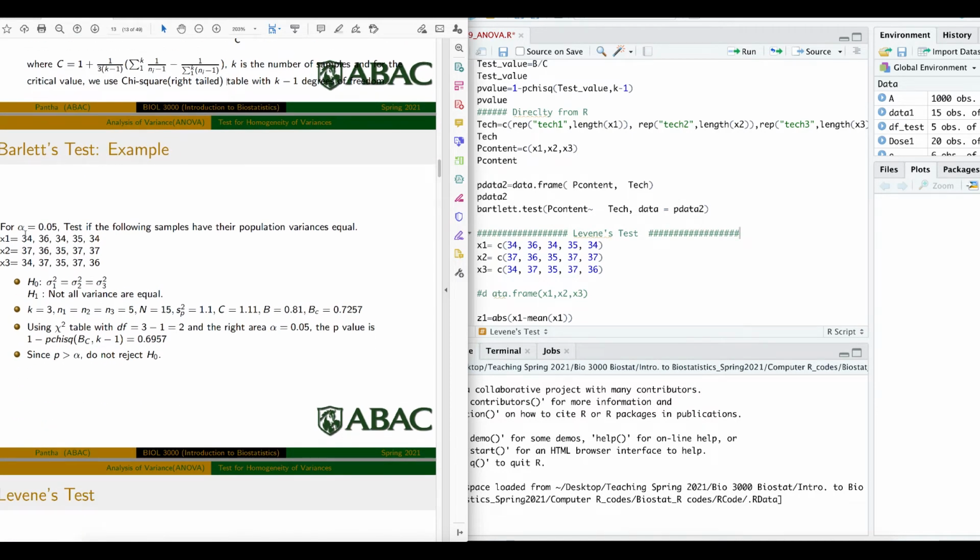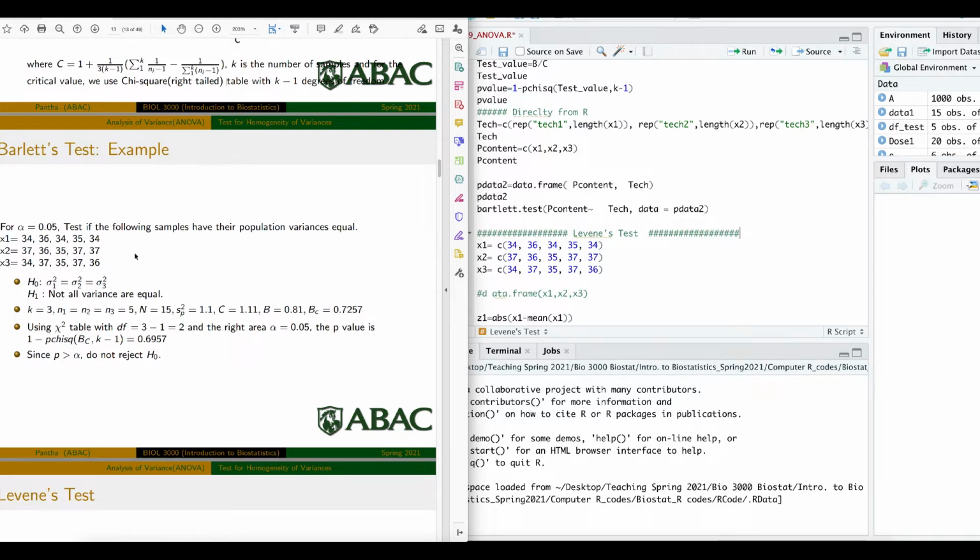So here, for alpha equals 0.05, test if the following samples have equal population variance. These are the sample data, right? You want to test if the population variances of these three samples are the same or not. Or you can think of it this way too: whether these three samples are taken from the same population, because the same population has only one variance, right?